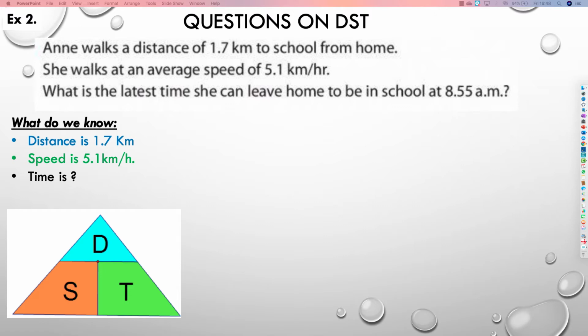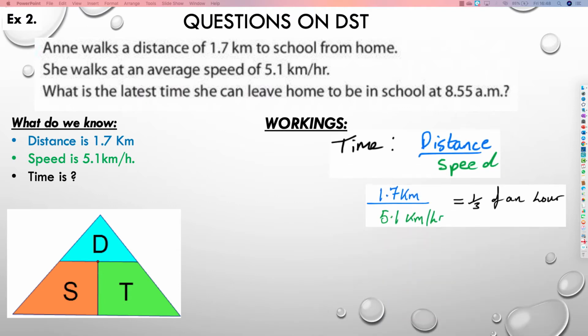So how long does it take her? 0.3. Takes her 0.3. What is 0.3 in hours and minutes? 18 minutes. Are you sure it was 0.3? I put 1.7 divided by 5.1 into my calculator. Okay. What's that little dot over the 3?